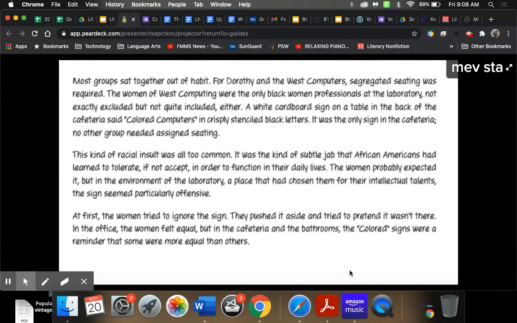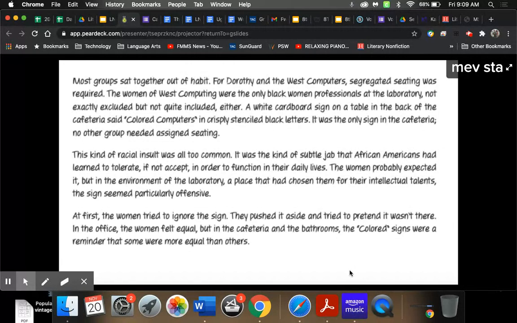This kind of racial insult was all too common. It was the kind of subtle jab that African Americans had learned to tolerate, if not accept, in order to function in their daily lives. The women probably expected it, but in the environment of the laboratory, a place that had chosen them for their intellectual talents, the sign seemed particularly offensive.